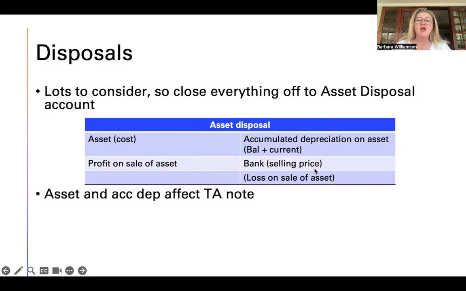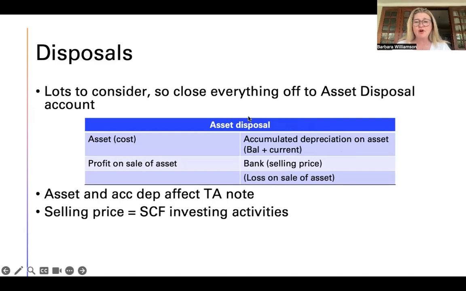Now, when you are using your tangible assets note, keep in mind that your asset cost and your accumulated depreciation are the amounts that you are going to use together for the disposals at carrying value. But don't worry, we're going to go and look at it a little bit later, and you'll see there's a very nice, easy way of creating the note. The selling price over here is the amount that would go into the cash flow statement.